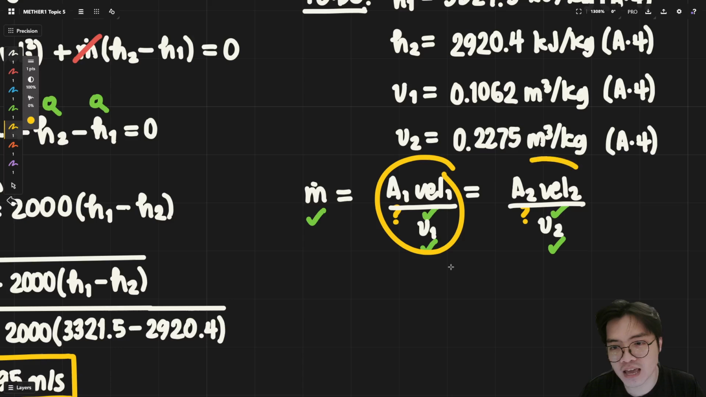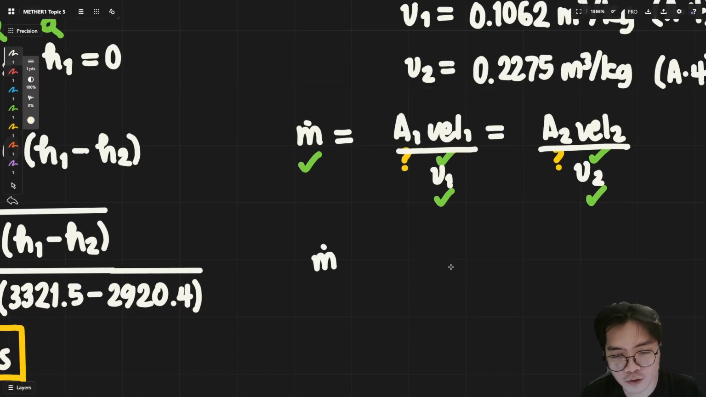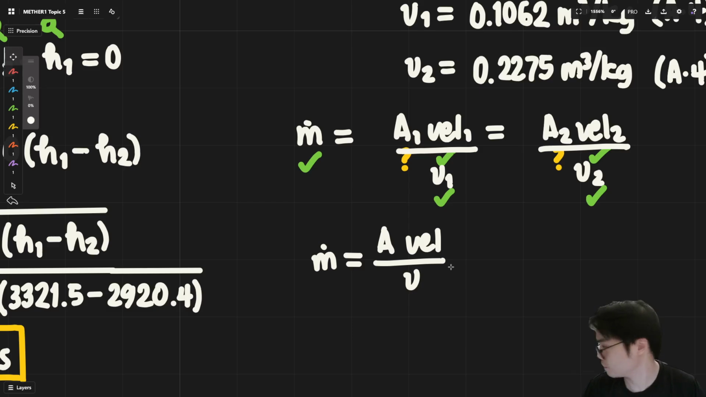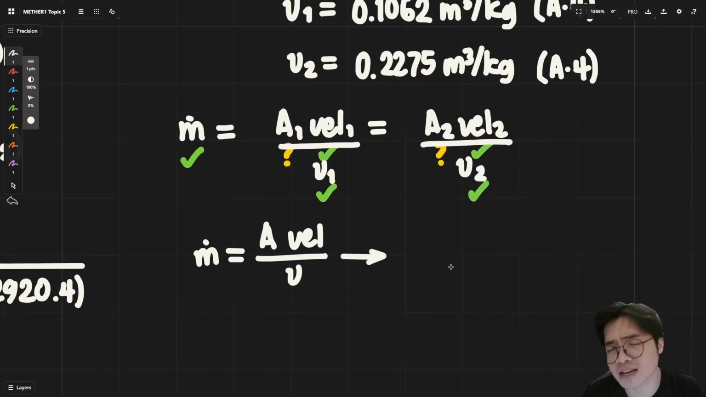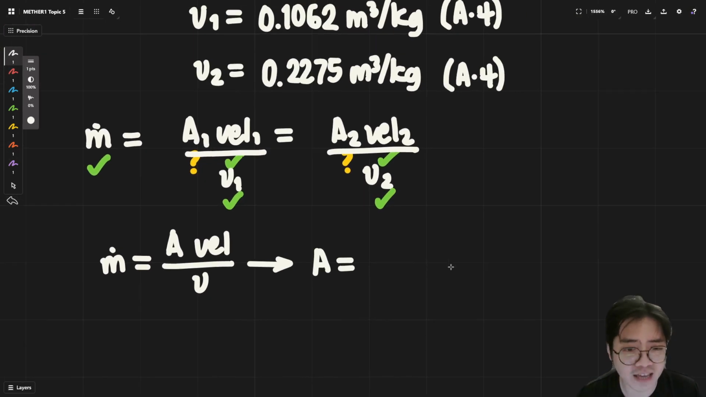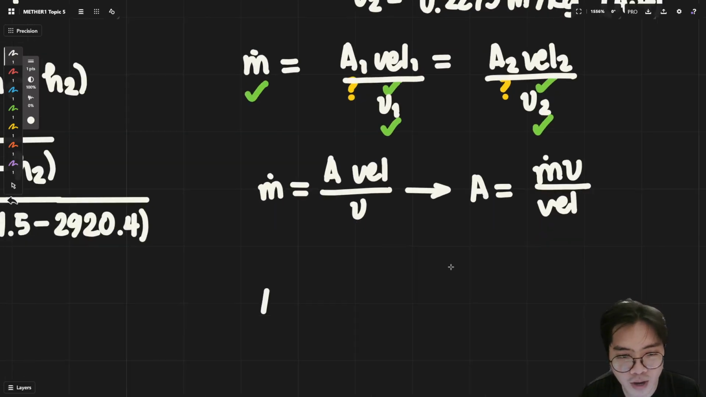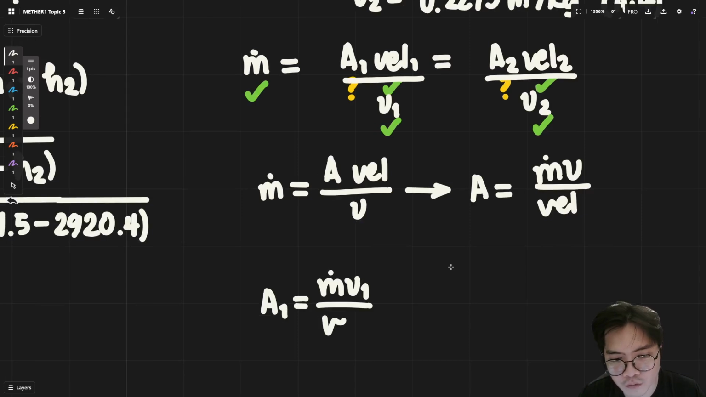Look at this, they have basically the same structure. So if we're going to have m dot equal to A v over vel, for us to solve for A, you can shift-solve as much as you want. For us to get A, we can put the v on top and the vel at the bottom. We will have m dot v all over vel. So for A1, we will just have m dot times v1 all over vel1.